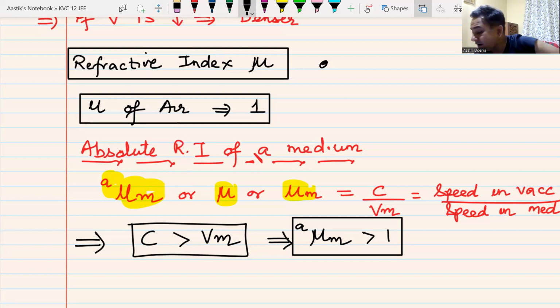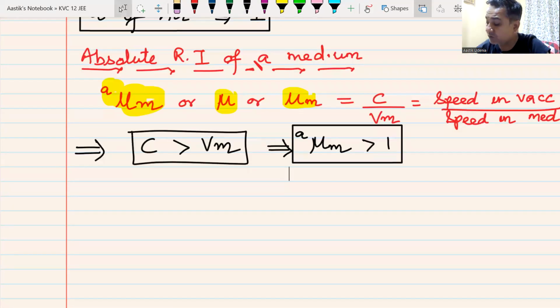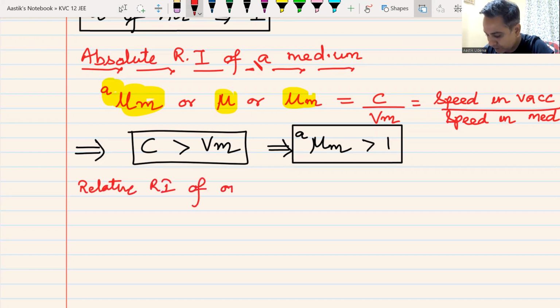This is the absolute refractive index of a medium with respect to air. But sometimes we may also find a term which is known as relative refractive index. I'll give you a chance to tell me what would be the relative refractive index of a medium. So I write: relative refractive index of one medium with respect to the other medium, or the second medium.